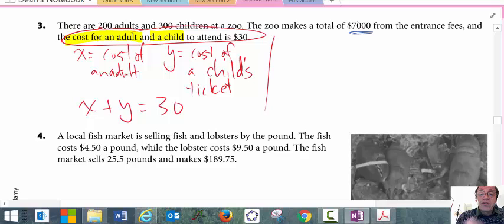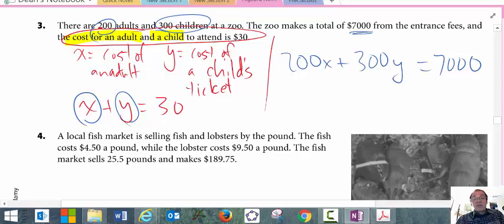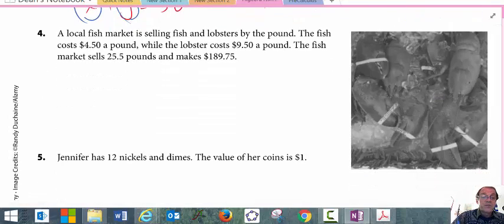We have to figure out the total value, though. We know that it's going to be equal to $7,000. So if there are 200 adults and it costs X for each adult, then it's going to be 200X plus 300Y equals 7,000. So that's how you do those, and you only have a few to do on your own, and they don't take long.